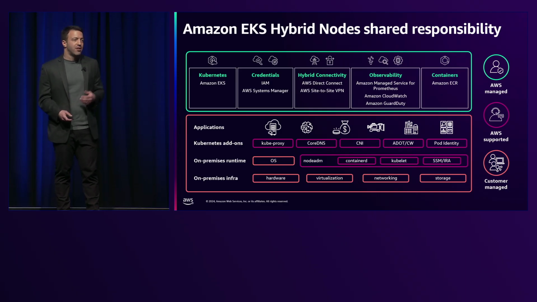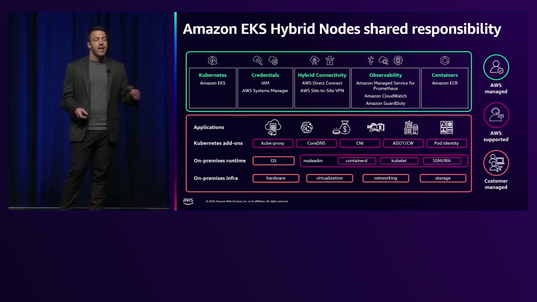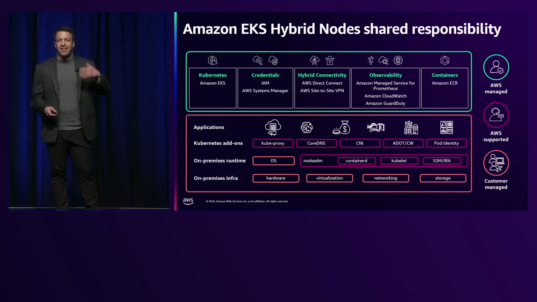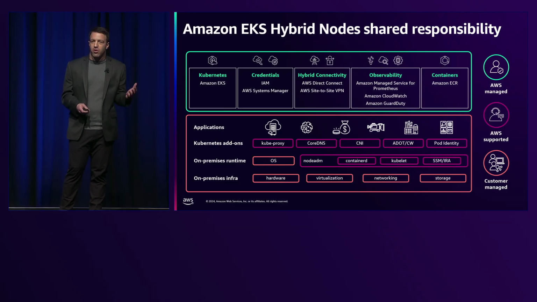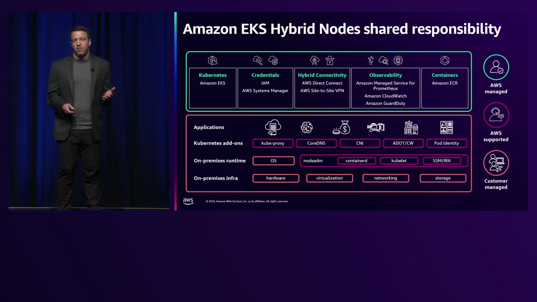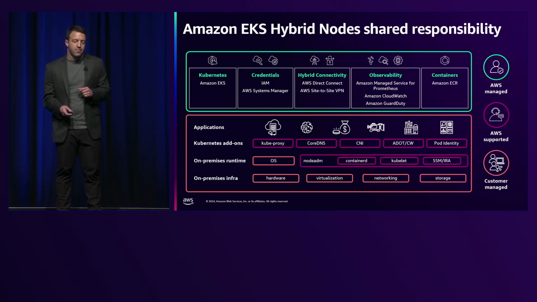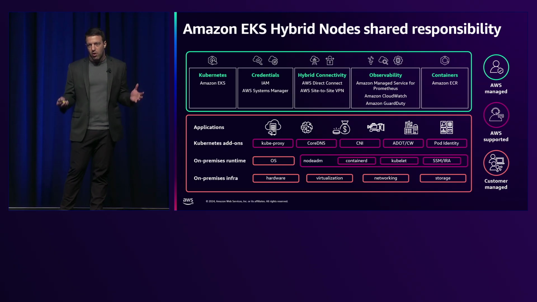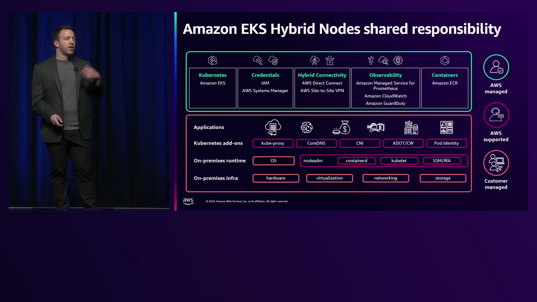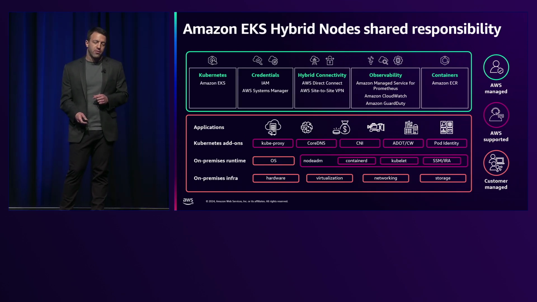AWS, of course, continues to manage the AWS services that run in the region, including the EKS control plane, your identity and observability services, and the ECR container registry. A subset of EKS add-ons are supported by Amazon and compatible with hybrid nodes, including Kube Proxy, Core DNS, the ADOT and CloudWatch observability agents, the pod identity agent, and the CSI snapshot controller. You'll be responsible for managing the components that run on-prem in your environment, including your on-prem storage solution, networking, and the operating systems that run your hybrid nodes.